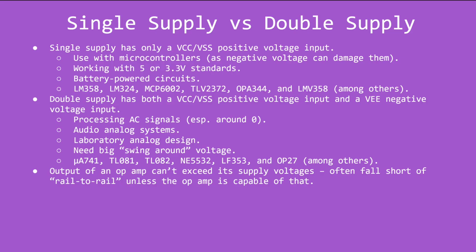Now, keep in mind the output of an op amp cannot exceed its supply voltages, and they're often going to fall short of rail to rail unless the op amp is basically capable of being rail to rail, and even then it won't be to the full. Also, a lot of the time, if you have a double supply one, you can make it single supply by setting the VEE to ground, but always consult the data sheets before you do that.